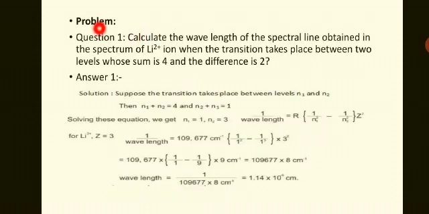Now one problem is given to you. Calculate the wavelength of the spectral line obtained in the spectrum of lithium ion, Li2+ ion, when transition takes place between two levels whose sum is 4 and the difference is 2. So suppose transition takes place between the levels n1 and n2, then n1 plus n2 is 4 and n2 minus n1 is 2.